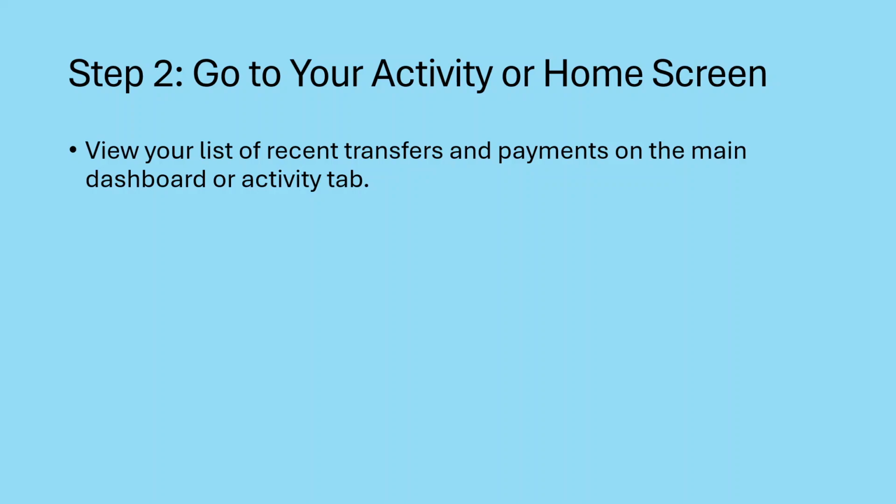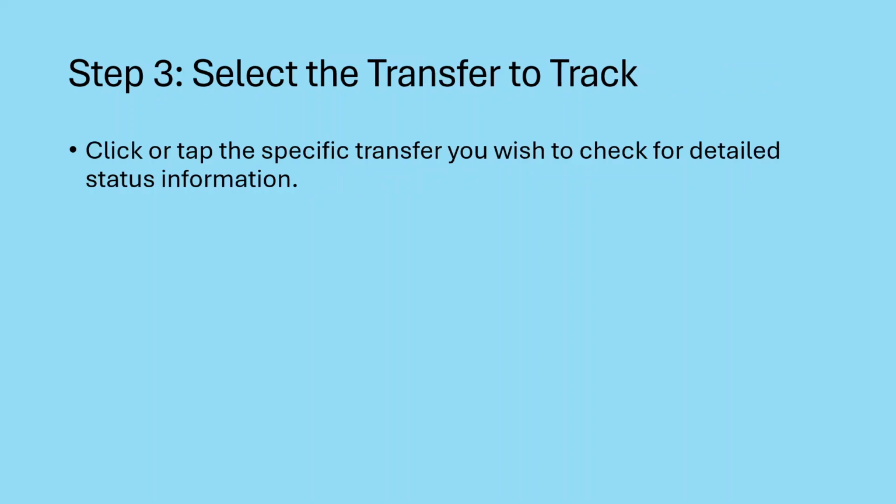Step 2. Go to your activity or home screen. View your list of recent transfers and payments on the main dashboard or activity tab. Step 3. Select the transfer to track. Click or tap the specific transfer you wish to check for detailed status information.